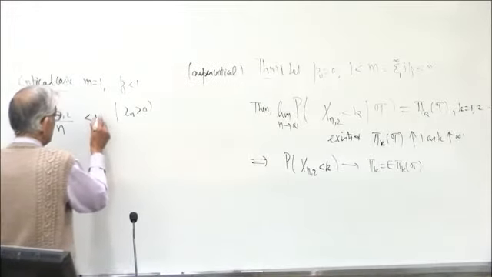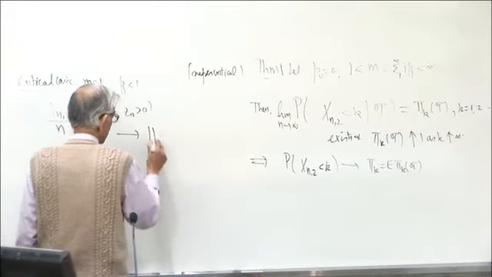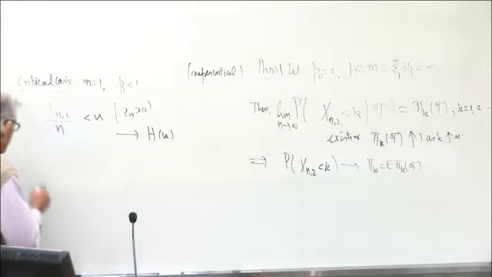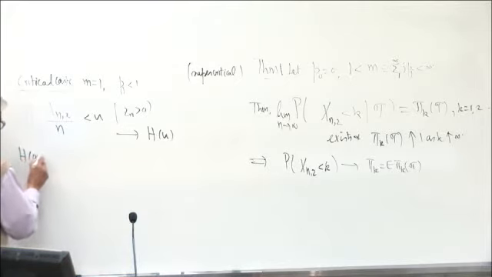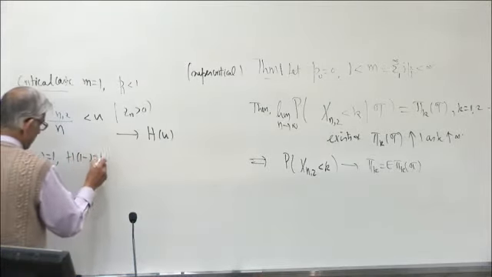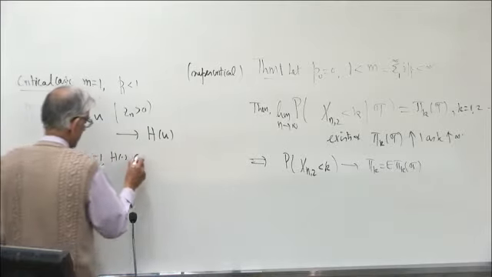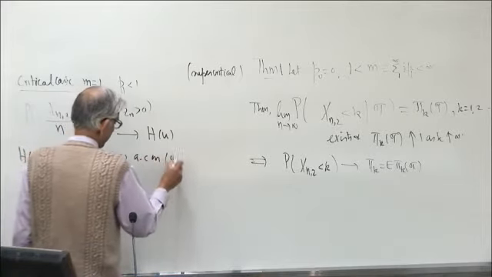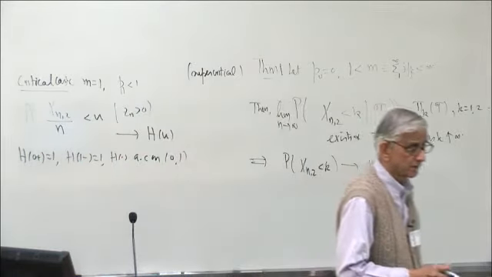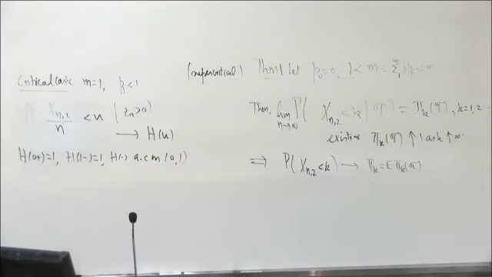It's less than u, converges to a function h of u. And this h of u, h of 0 plus is 1, h of 1 minus is 1, h is absolutely continuous on 0, 1. So there is a proper distribution function such that xn2 over n converges to that.